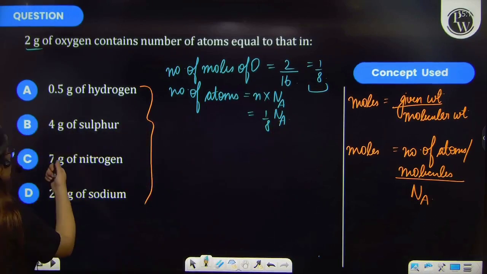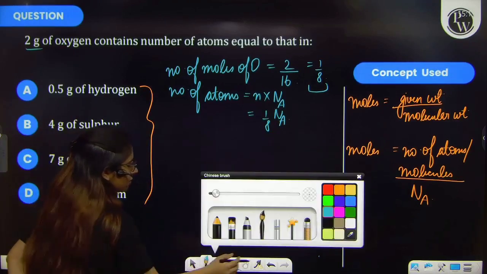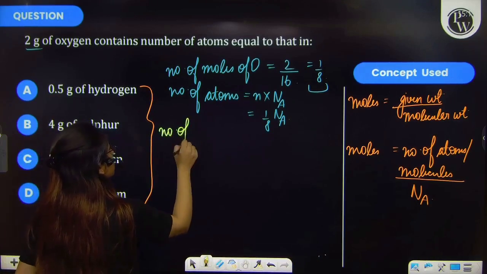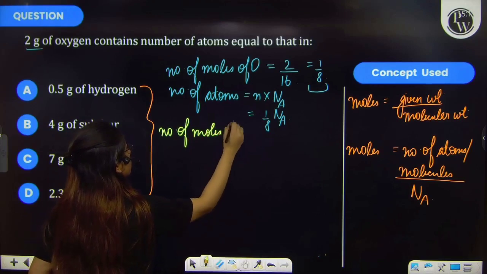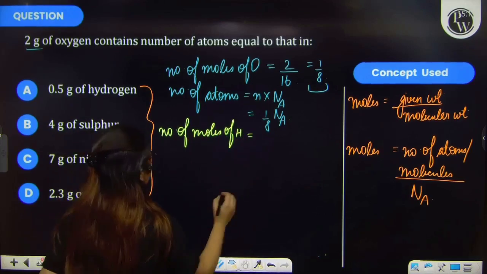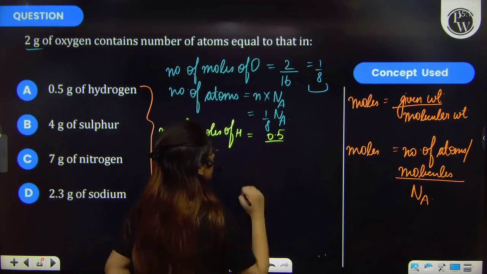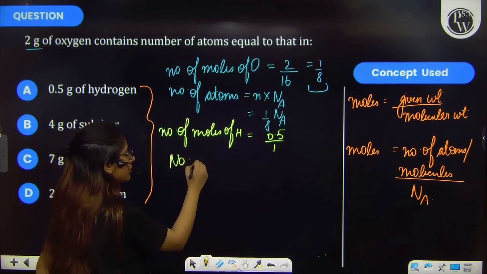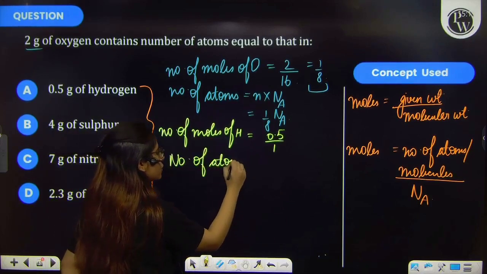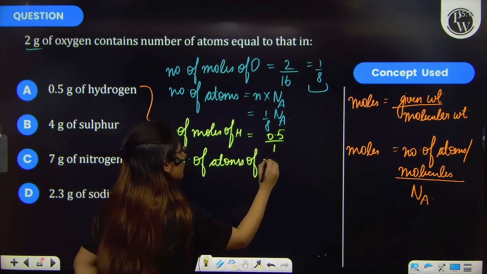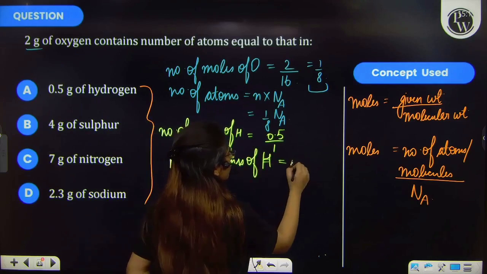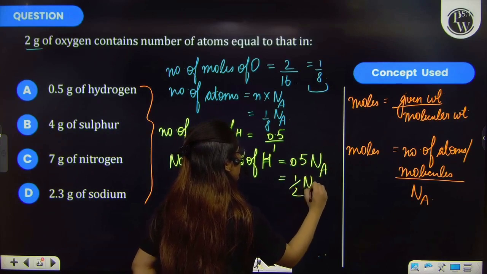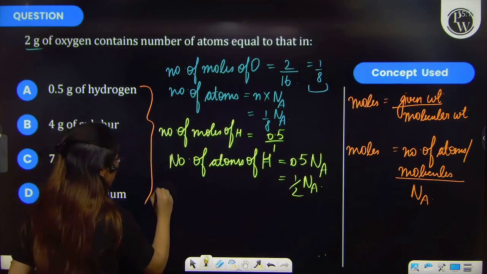Now let's move to our options. So for hydrogen, let's calculate. Number of moles of hydrogen will be equal to given weight, that is 0.5, upon molecular weight 1, right? And for number of atoms, we have to multiply by Na. So number of atoms of hydrogen will be 0.5 Na or 1/2 Na.